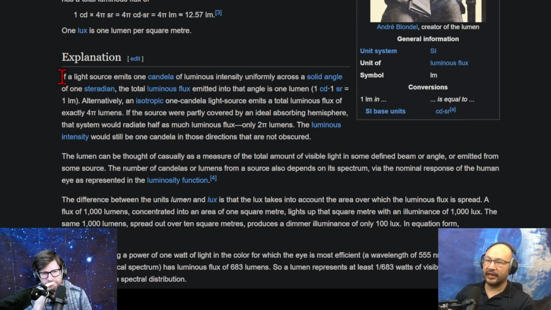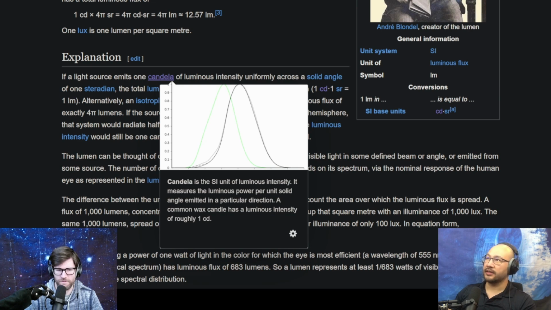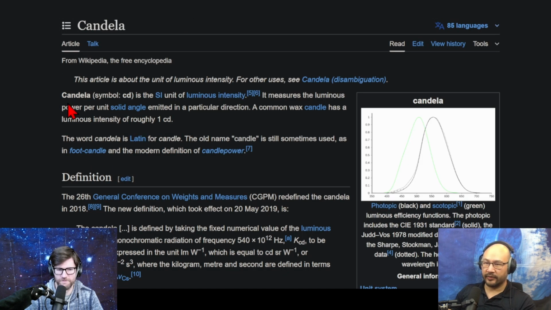Okay, maybe the explanation gets it. Explanation: if a light source emits 1 candela of luminous intensity uniformly across a solid angle of 1 steradian, the total luminous flux emitted into the angle is 1 lumen. Okay, I think we need to get the candela, or otherwise.